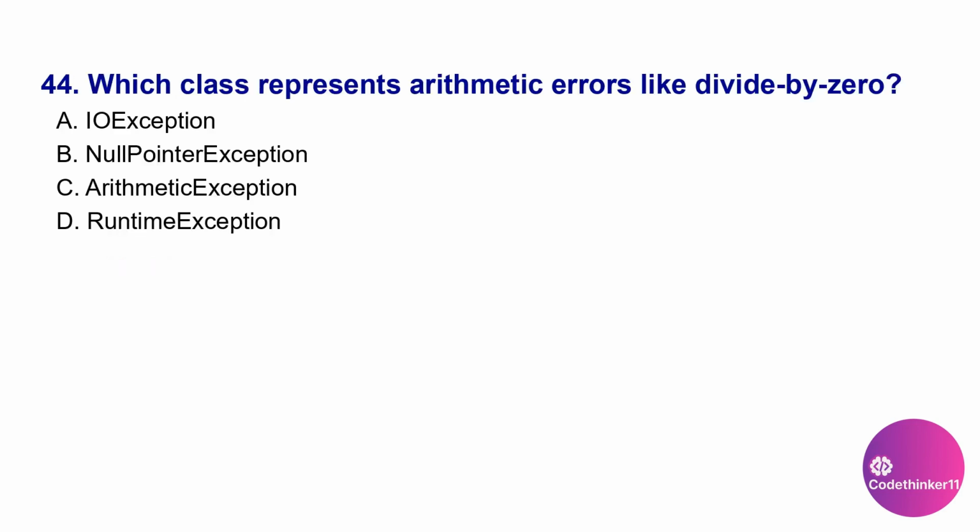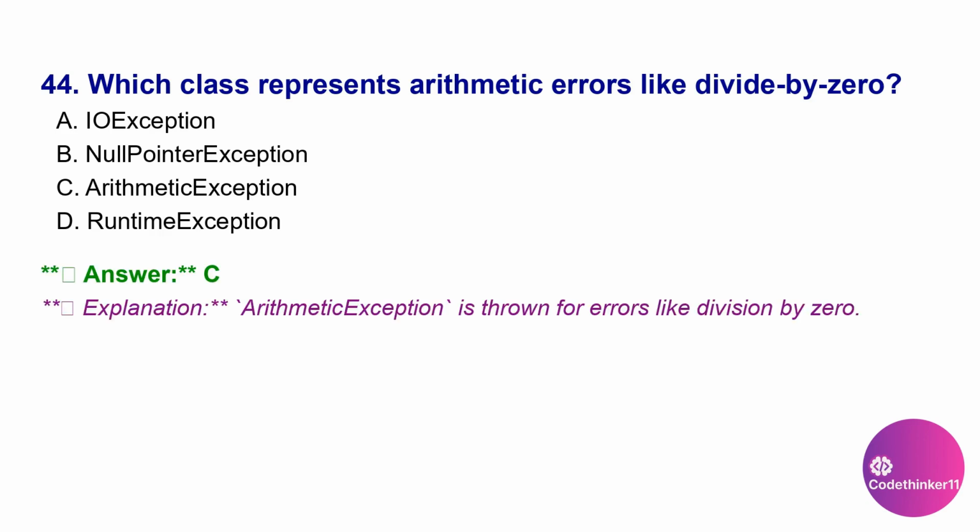Question 44. Which class represents arithmetic errors like divide by 0? Option A. IOException. Option B. NullPointerException. Option C. ArithmeticException. Option D. RuntimeException. The correct answer is option C. Explanation. ArithmeticException is thrown for errors like division by 0.